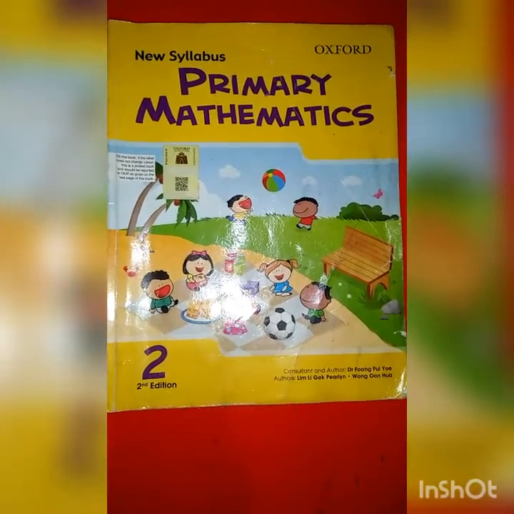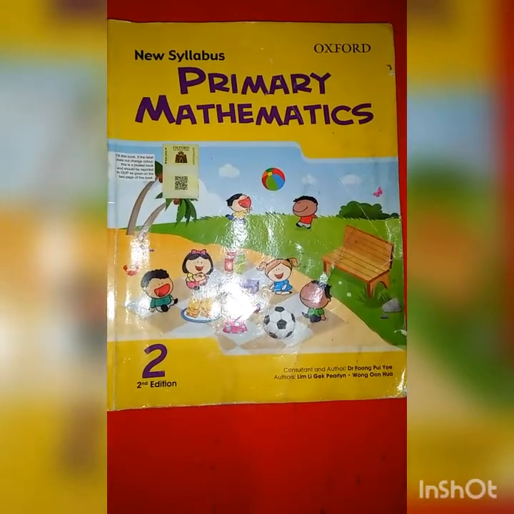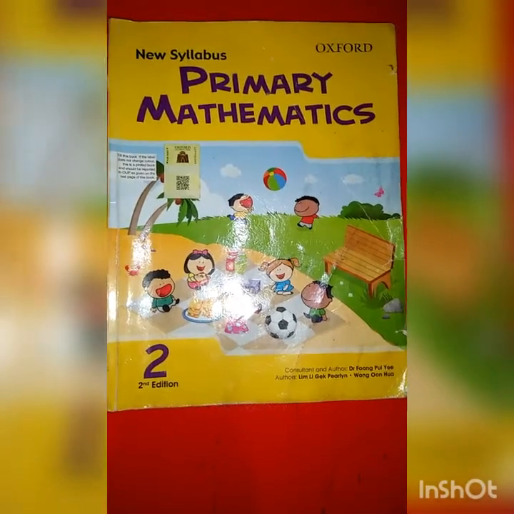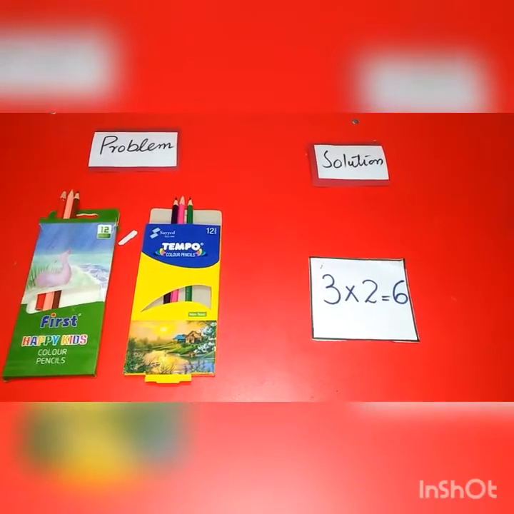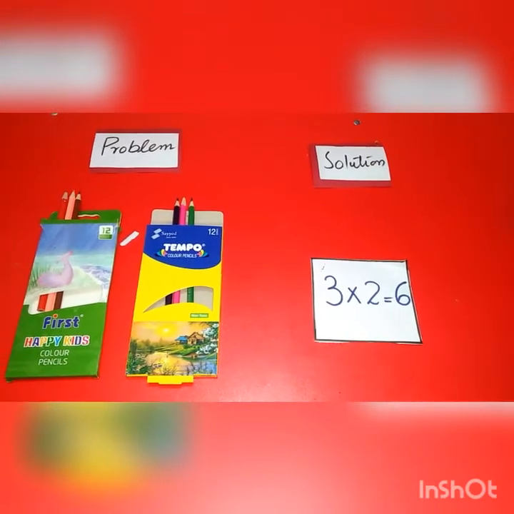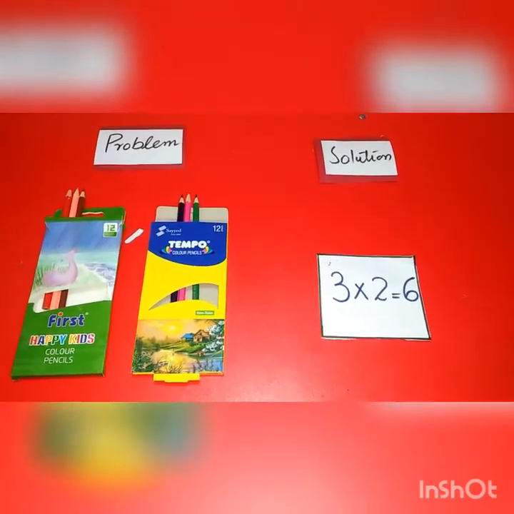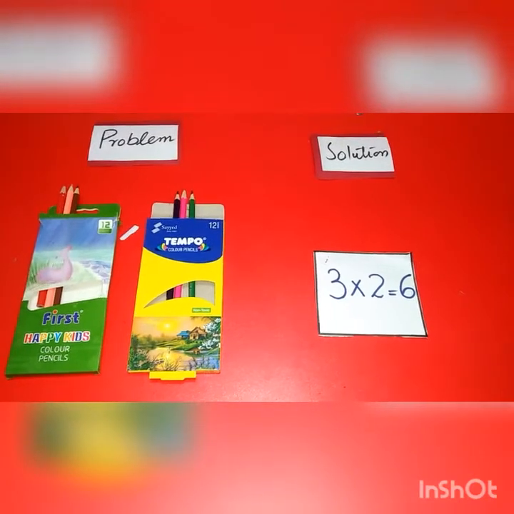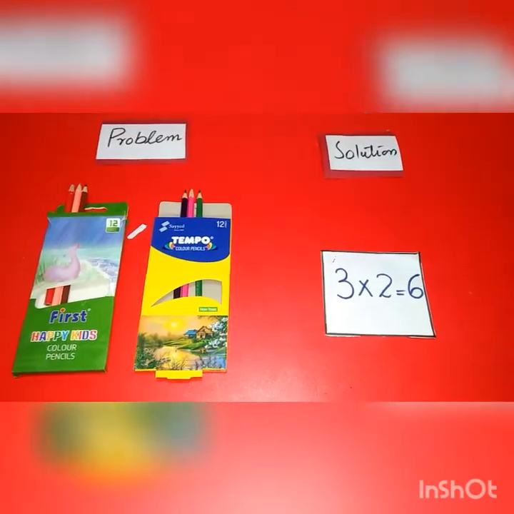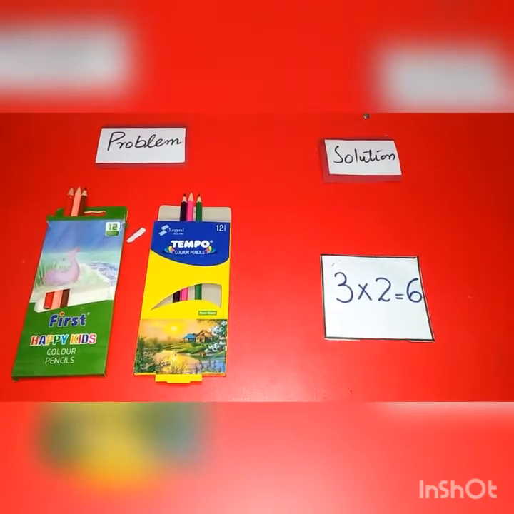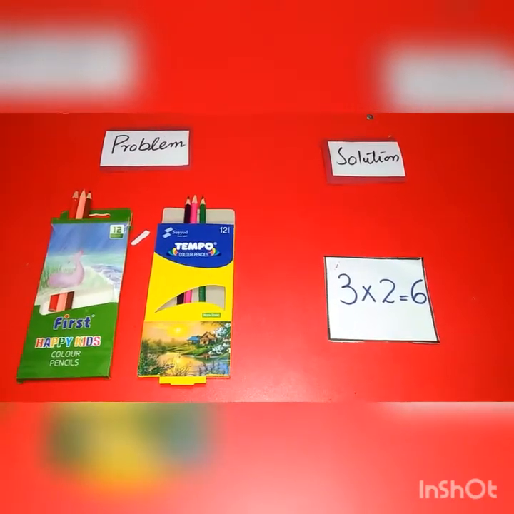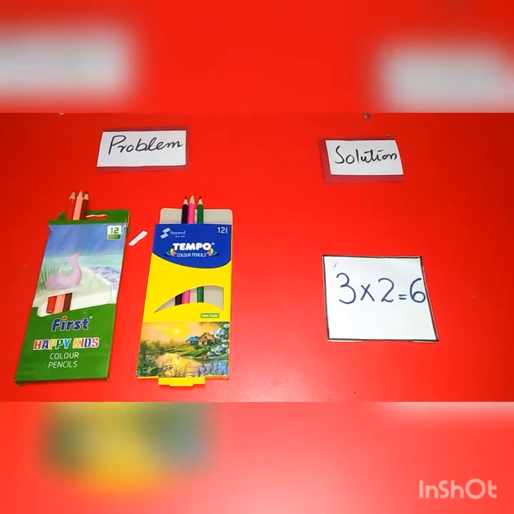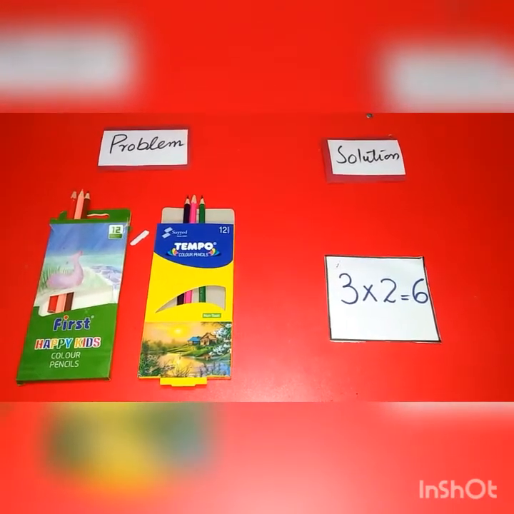Dear students, today we are going to learn primary mathematics of grade 2, second edition. We have two boxes of color pencils. As you can see here, in each box there are three colors, and we want to know how many colors there are in both boxes.